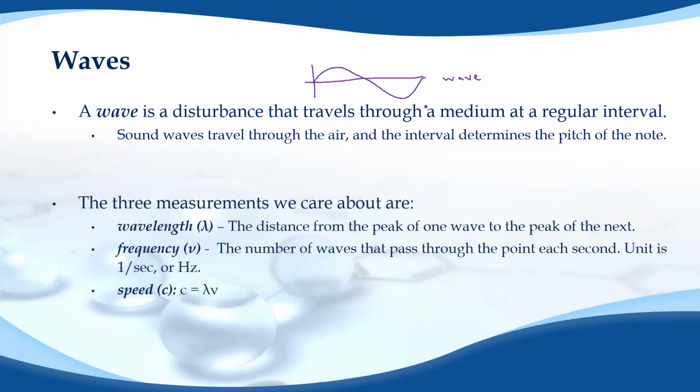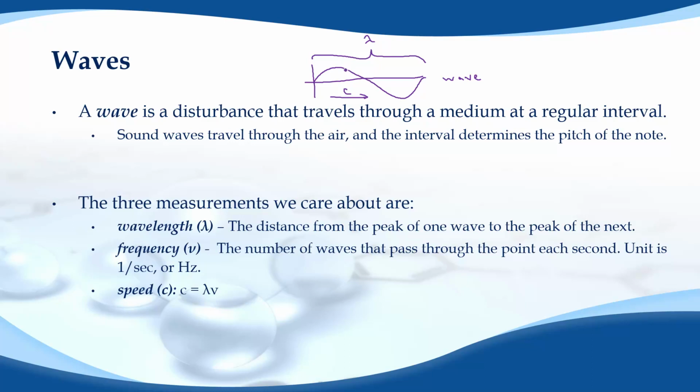Okay, so a wave is just a regular disturbance, and there are three measurements for a wave that we really care about. We care about wavelength, which is how long a wave is, so the distance between the peak of one wave and the peak of the next wave. We care about the frequency, which is how many waves pass through a point in a second. And we care about the speed of a wave. The speed of a wave is just the frequency of the wave times its wavelength.